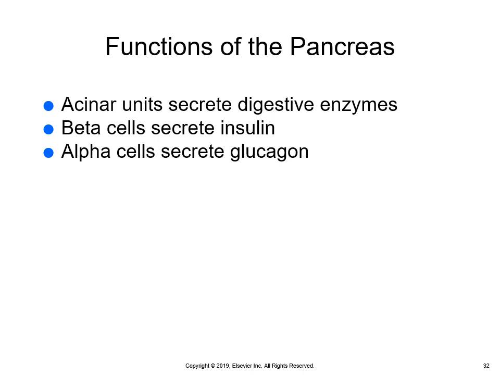Now, in terms of insulin, it is produced by our beta cells, and in terms of the function, insulin lowers our blood glucose levels when they're too high.